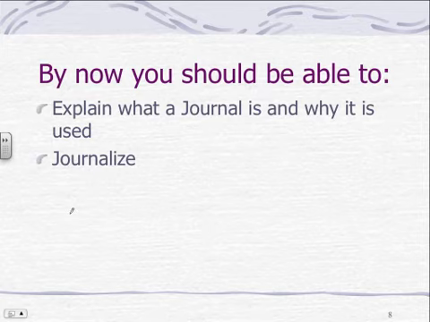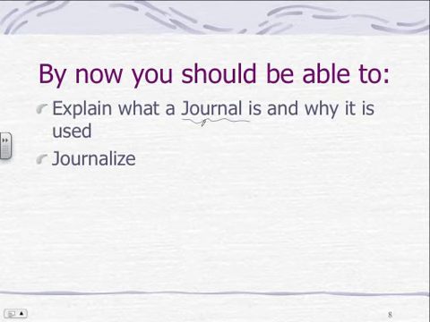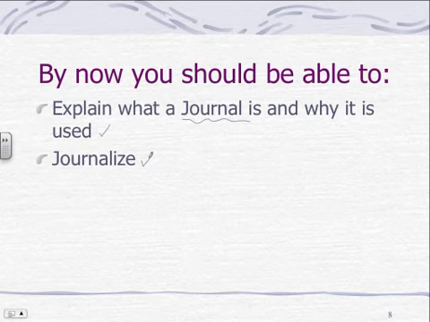Okay, that's pretty straightforward. So by now, you should be able to explain what a journal is, a book of original entry used to record journal entries, and why it is used, and be able to journalize following those steps. Do not deviate from those steps.